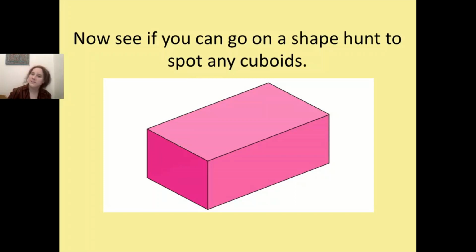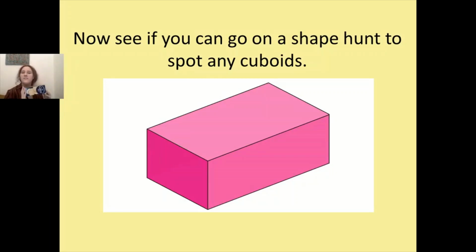Did you manage to spot some? Fantastic. I also went on a cuboid hunt and I managed to spot this here. This is the box which my biscuits have come in, and I can tell that this box is a cuboid because it has its rectangular face and its square faces as well, and I can see that they are different and not the same like my cube.